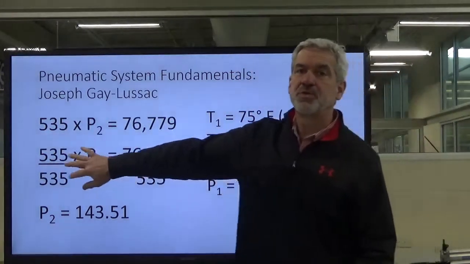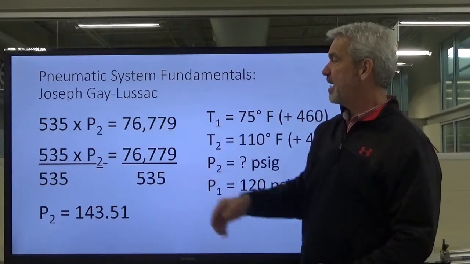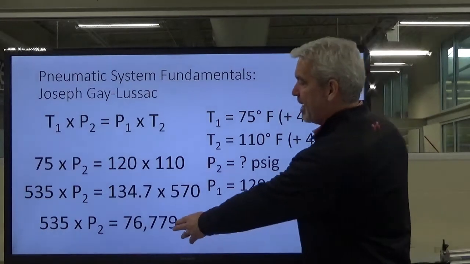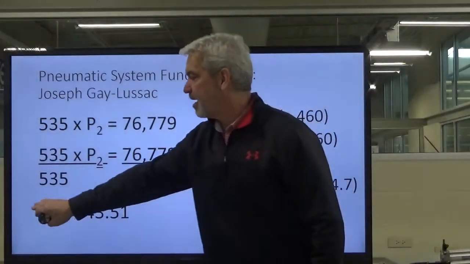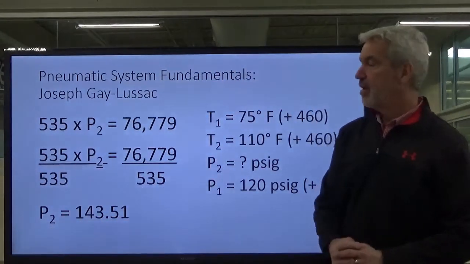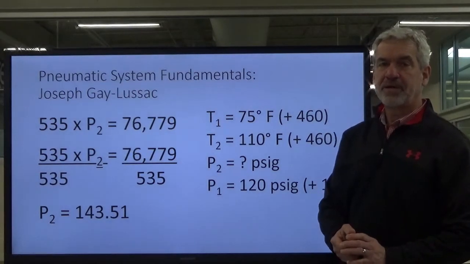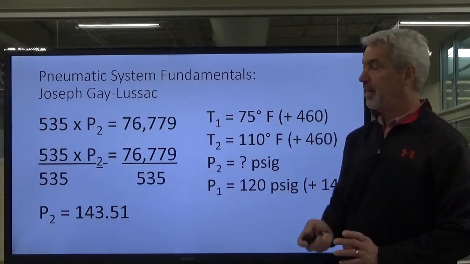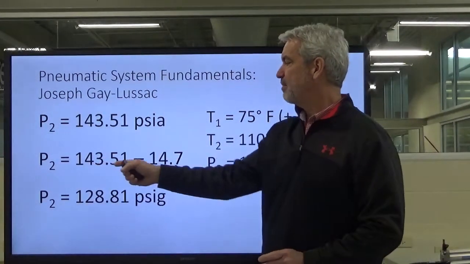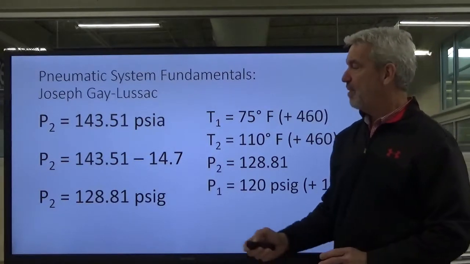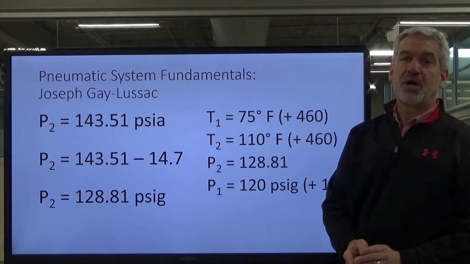All right, but if we're going to do it to one side, remember, we've got to do it to the other side as well. So we're going to divide our 76,779 that we got in our last step. We're going to divide that by 535, and that's going to give us our P2 of our pressure of 143.51 pounds per square inch absolute. But we're not quite finished because we want gauge pressure, and to do that, all we have to do is take that number and subtract 14.7, and we wind up with 128.81 pounds per square inch on our gauge.